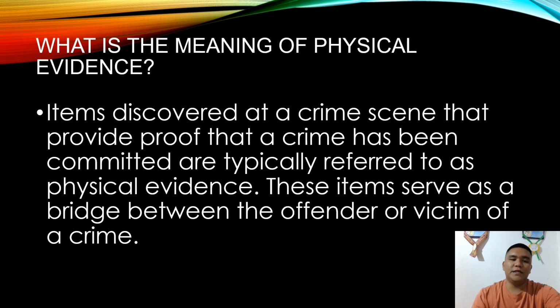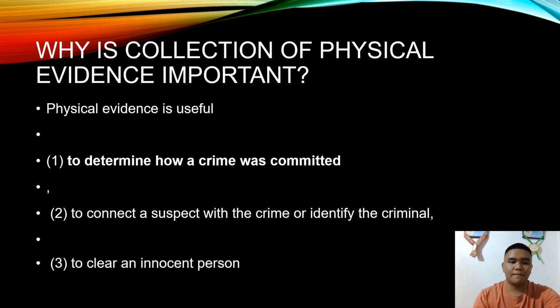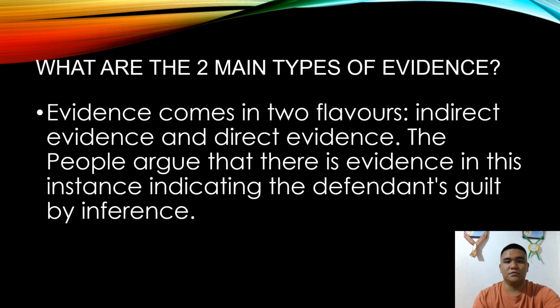What is the meaning of physical evidence? Items discovered at a crime scene that provide proof that a crime has been committed are typically referred to as physical evidence. These items serve as a bridge between the offender and the victim of a crime. Why is collection of physical evidence important? Physical evidence is useful to determine how a crime was committed, to connect a suspect with the crime or identify the criminal, and to clear an innocent person.